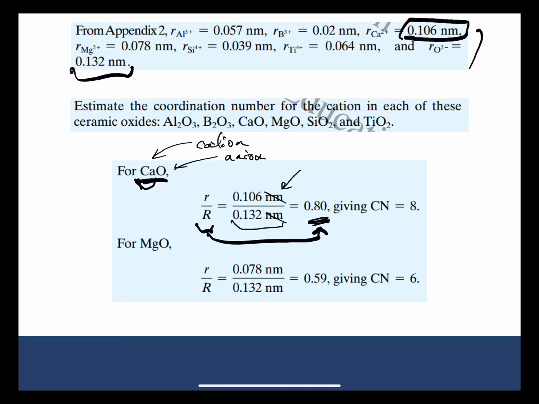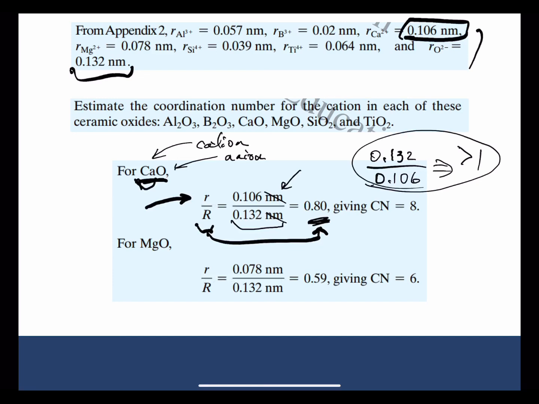Something to note here is we've always been putting the smaller value in the numerator. So if you had accidentally considered doing 0.132 divided by 0.106, you would end up with a ratio value that is greater than 1, and these values weren't on our table. So that's one way to identify if you've made a mistake. The smaller value goes in the numerator, okay?